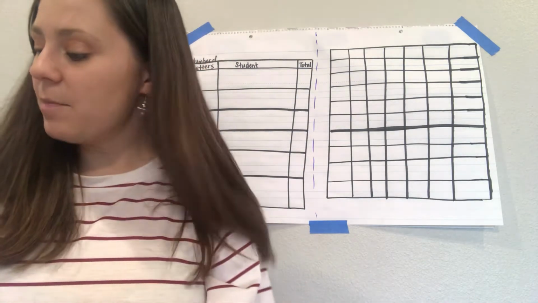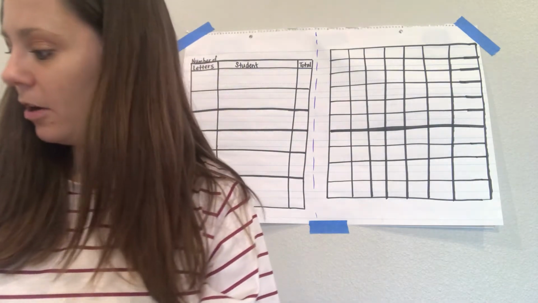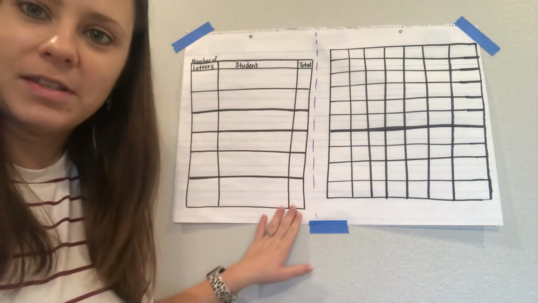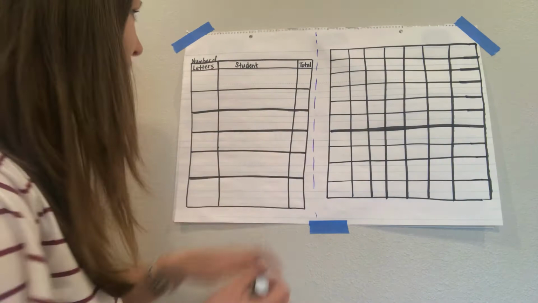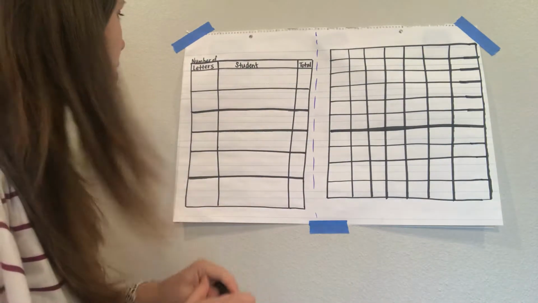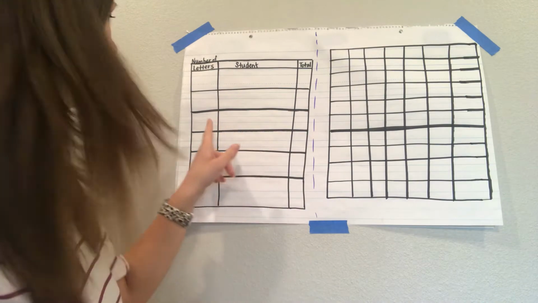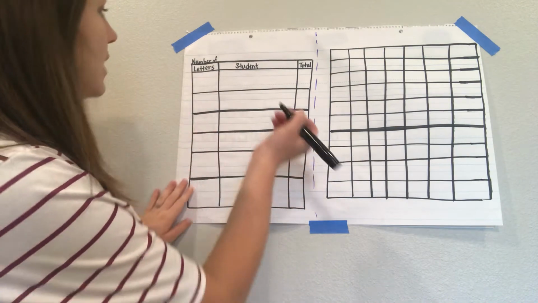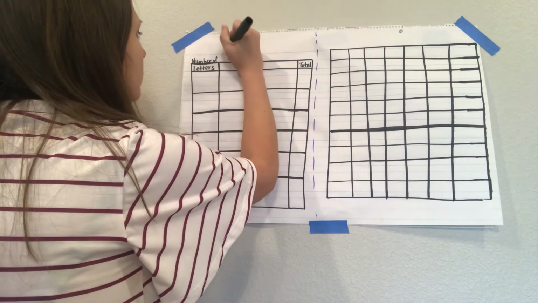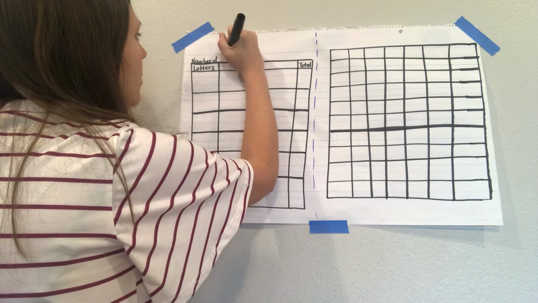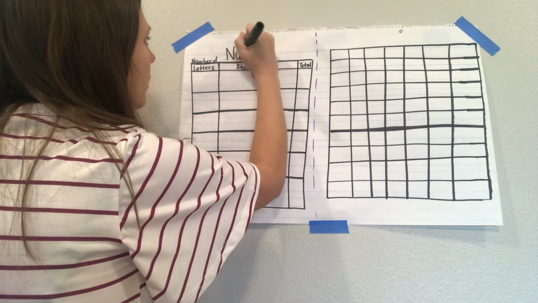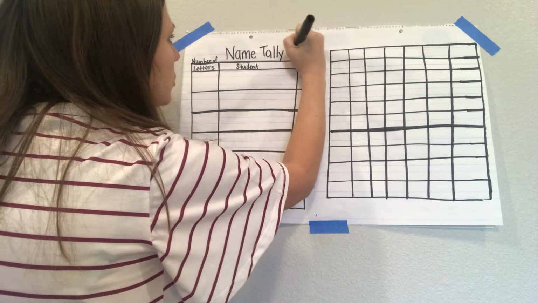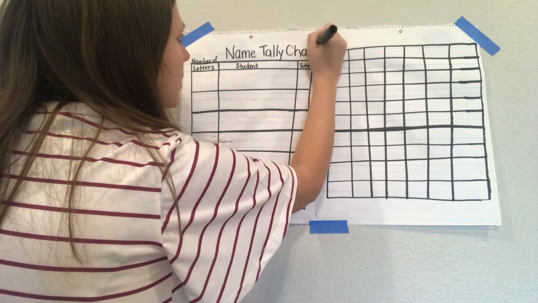Alright, so I'm going to take the data about the names that I got, and we're going to create a tally chart first. And I'm sorry, I know this is not perfectly straight. I did my best to draw it straight, but it was kind of hard. First, before we start making our tally chart, I want to go ahead and make a title for the tally chart. I'm just going to call it Name Tally Chart, because it's all about our names.